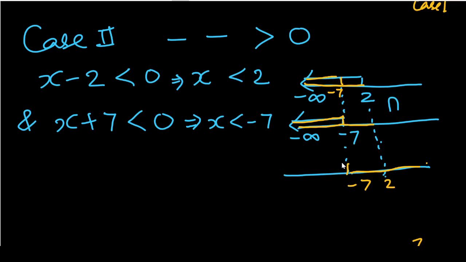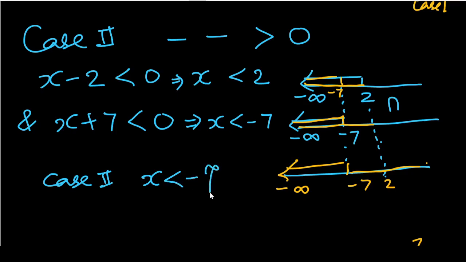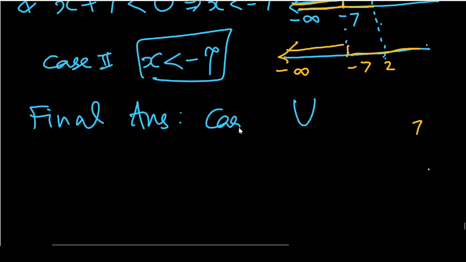So the answer in case 2, it would be what? Minus infinity to -7. So the answer of case 2, guys, would be x less than -7. Okay. So the final answer is what? The final answer would be the union of the case 1 answer and case 2 answer.